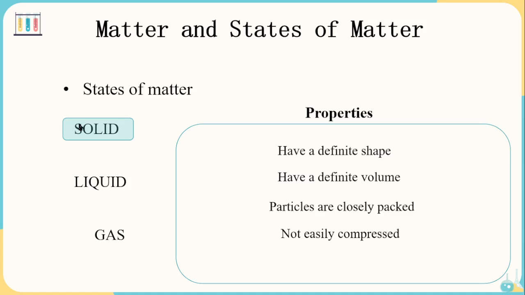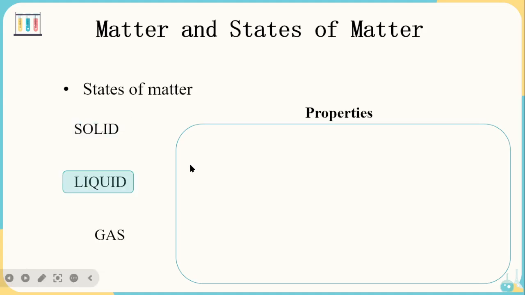Understanding some properties there will help you to understand solid particles better. They have a definite shape, they have a definite volume, particles are closely packed, and you can't easily compress these solid particles. You understand? So that's just it about solid particles. But then let's talk about liquid particles.